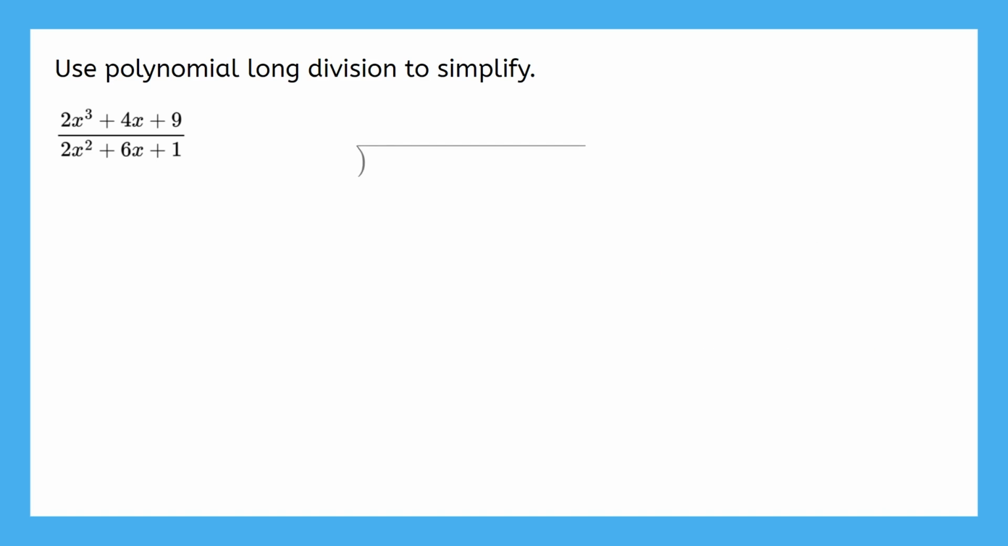We start with the long division symbol. Then we put our dividend inside the symbol. Notice that we do not have an x squared term, so we put 0x squared as a placeholder. Then we put the divisor next to the long division symbol.